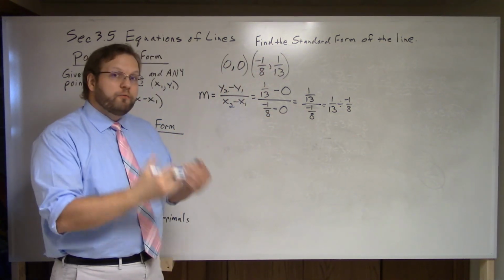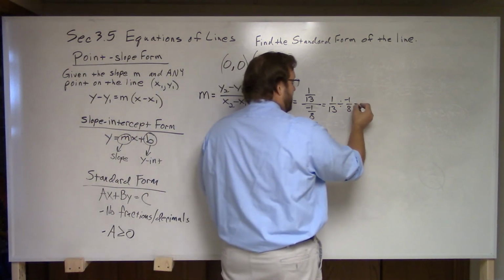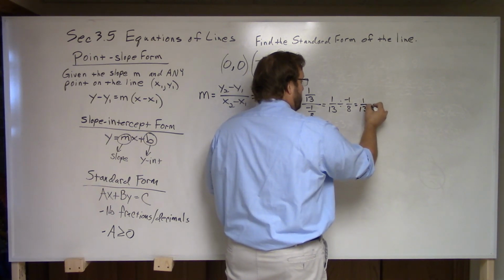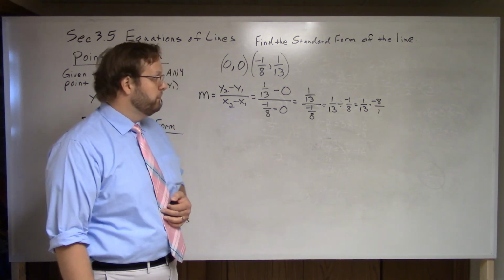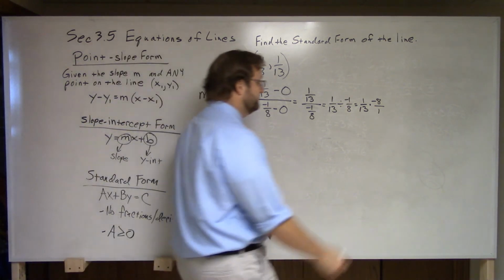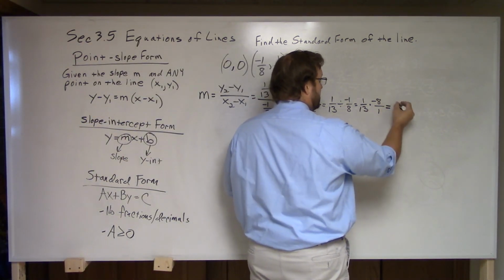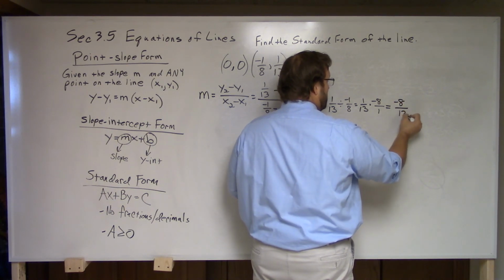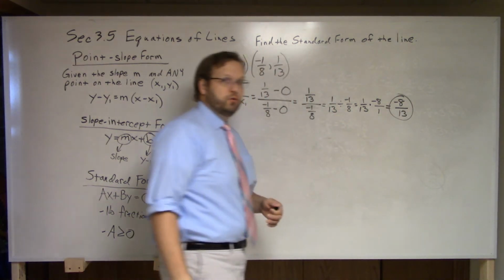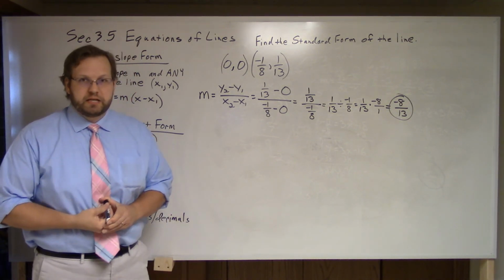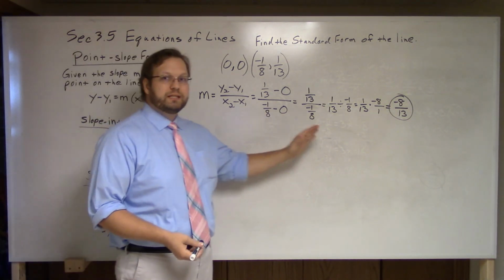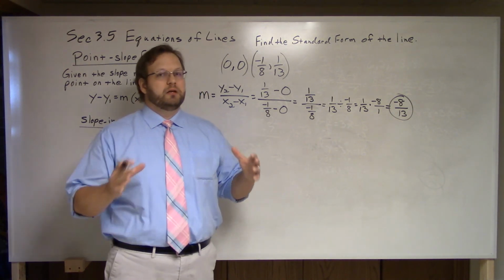Okay, from there then, when I divide fractions, I multiply by the reciprocal. After that, 1 times negative 8, 13 times 1, there's my slope. Okay? So again, I know fractions can be scary, but if we break them down one step at a time, one piece at a time, you'll be fine.